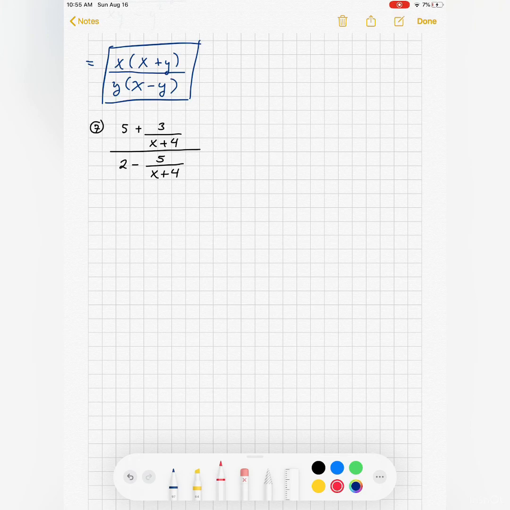Same idea. So look, if I were going to combine in the numerator and denominator separately, what would I do? I'd multiply this by x plus 4, multiply this by x plus 4. That's the long way. So instead, I'm going to say, okay, what's my LCD? x plus 4. And then I'm going to take that x plus 4 and multiply the whole fraction, top and bottom.